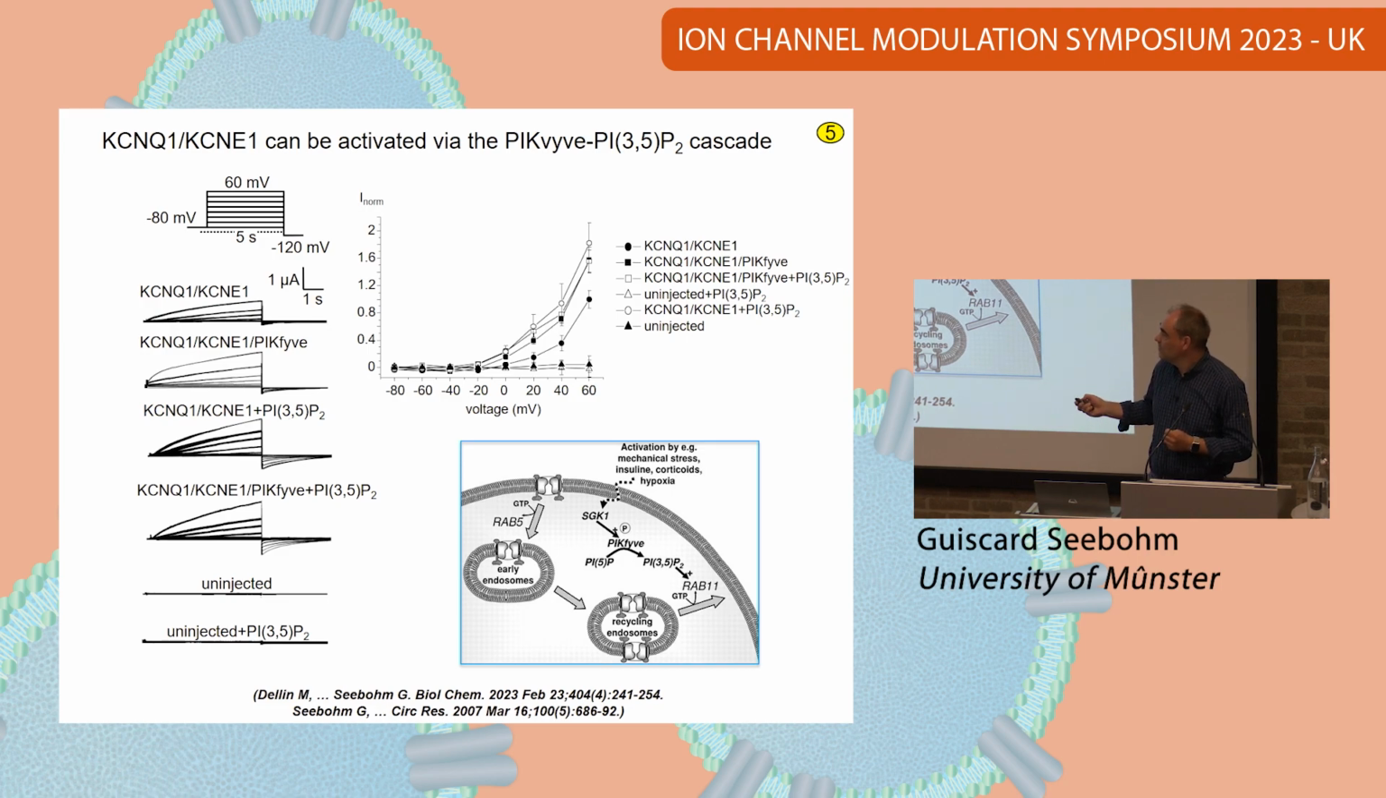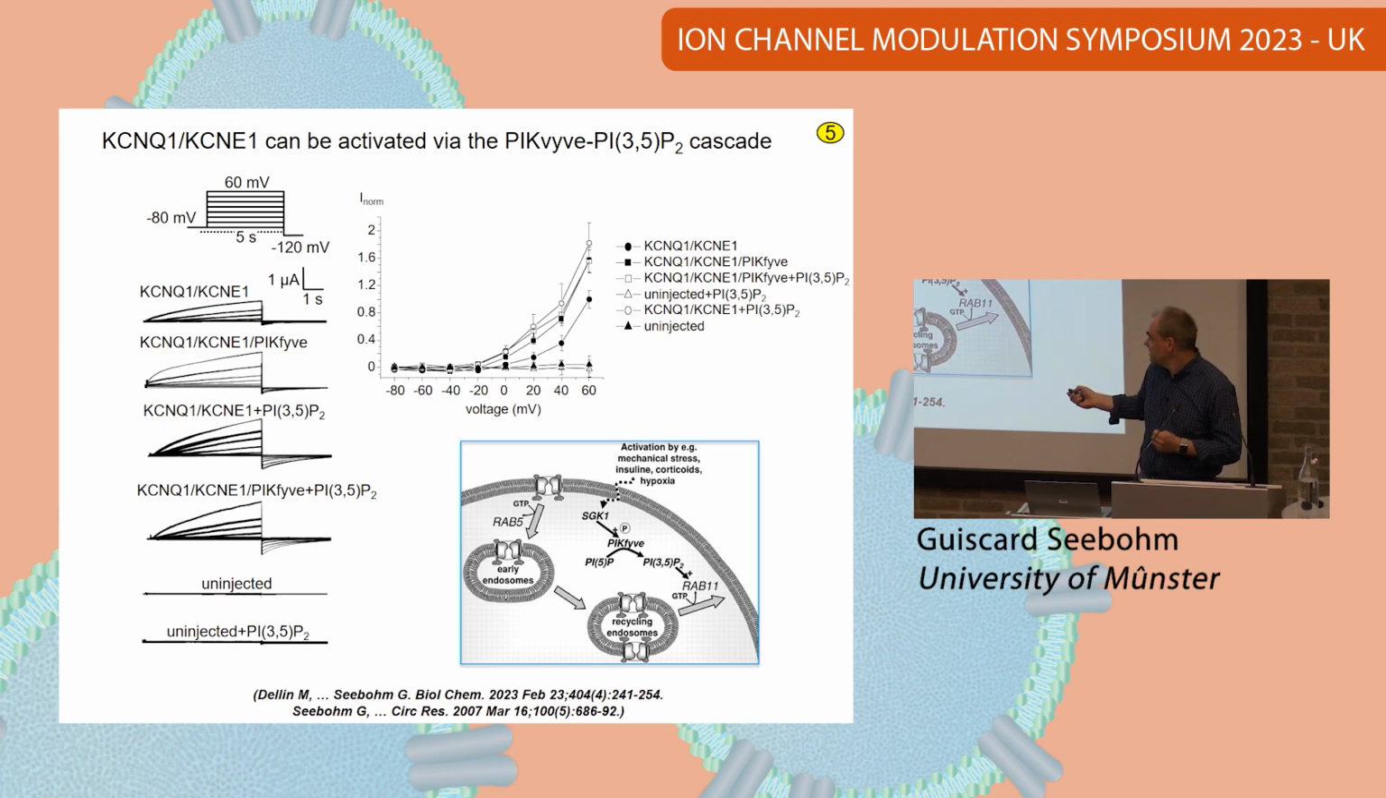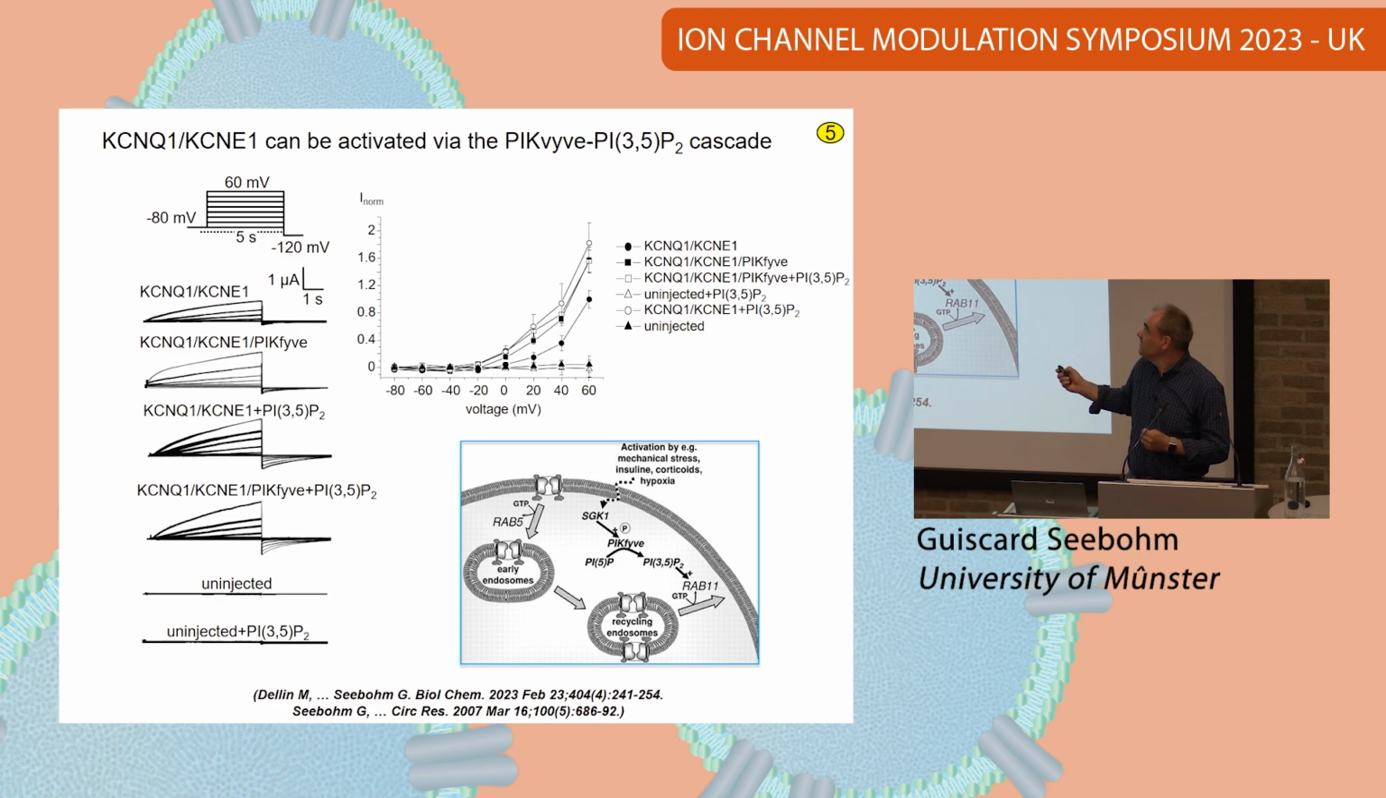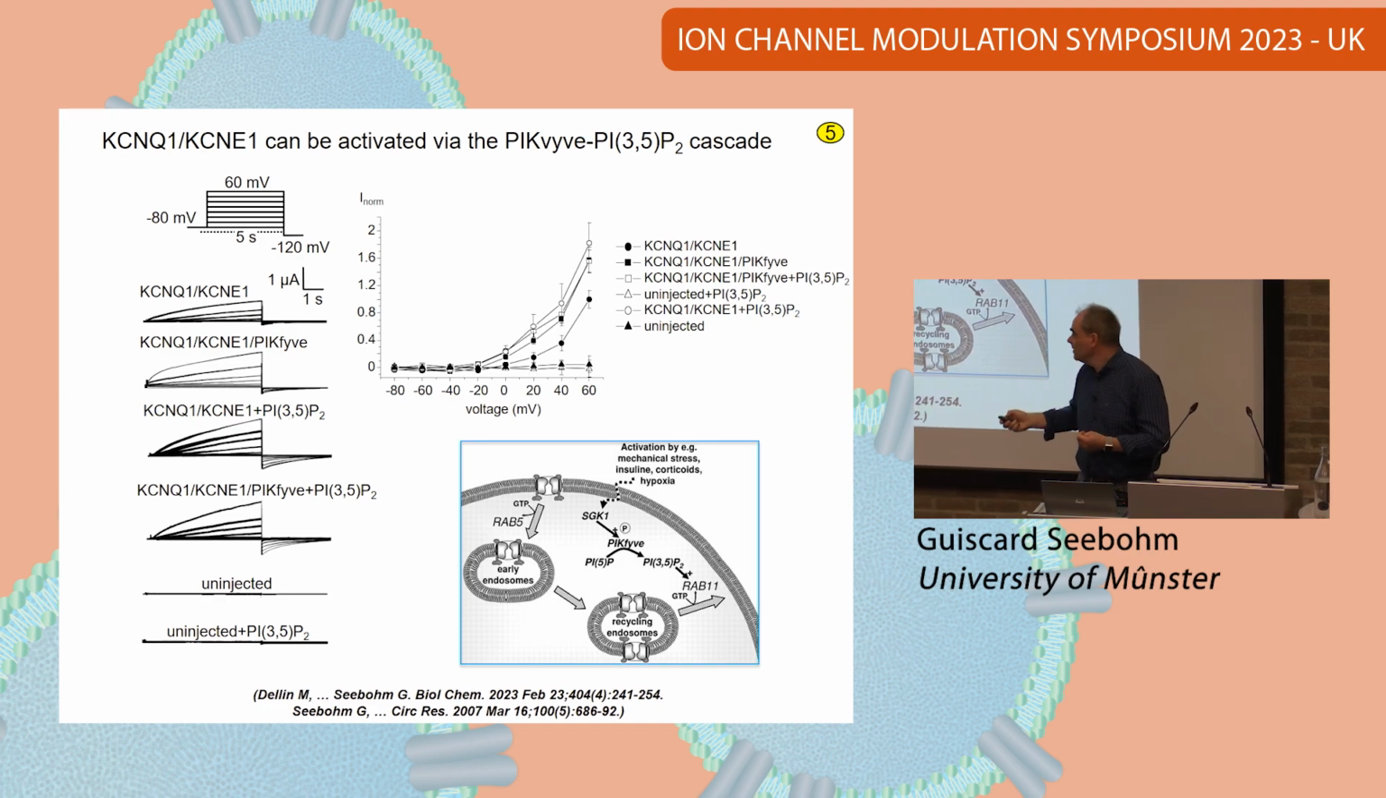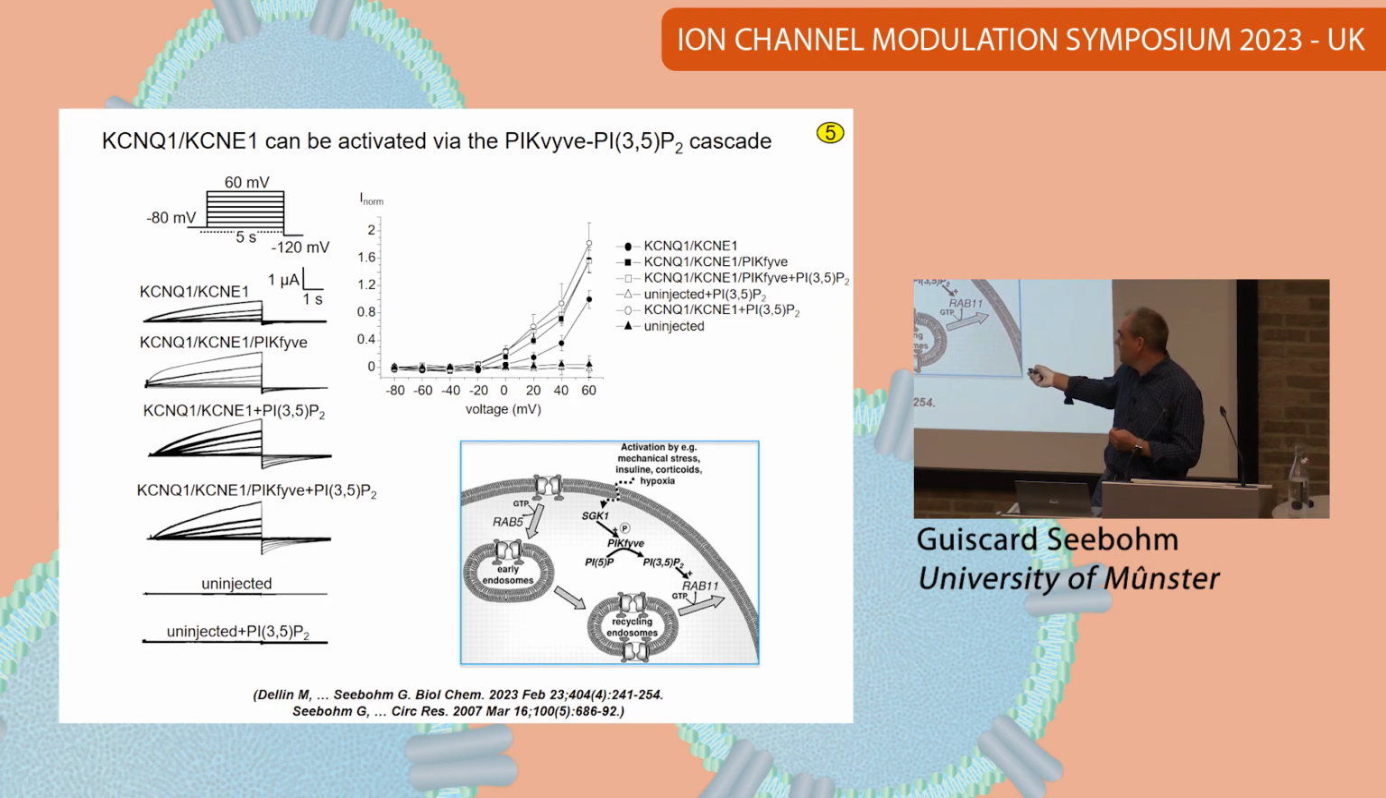You can also co-express a PIK5 kinase, which is upstream and generates PIP2. It generates a similar increase in current. When you do both manipulations, you get an increase, but no additive, no synergistic effect, indicating that these are really in a cascade behind each other, which made it easier for us to use it as an assay.